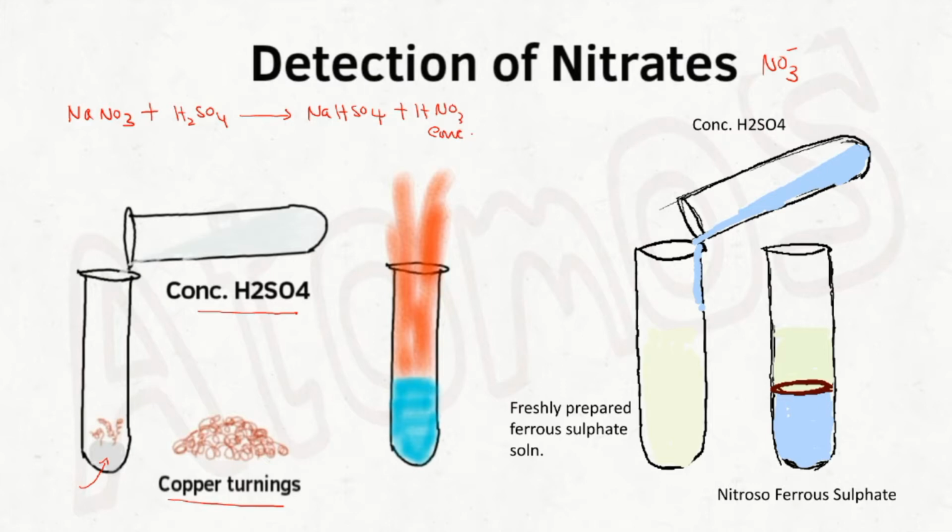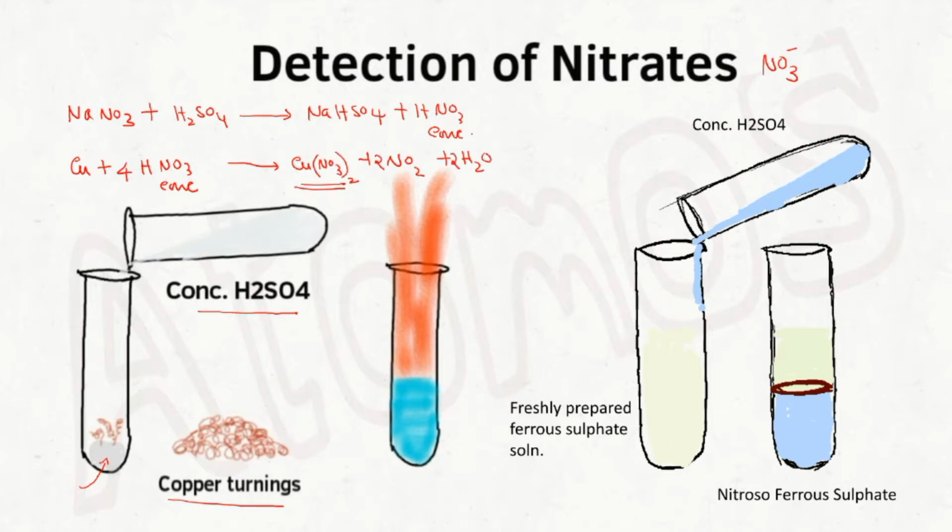Now we are going to add a little bit of copper into this solution. This concentrated nitric acid will react with copper. Whenever concentrated nitric acid is involved, one product will definitely be nitrogen dioxide. Another product will be water, and along with that, a salt, copper nitrate, also will be formed.